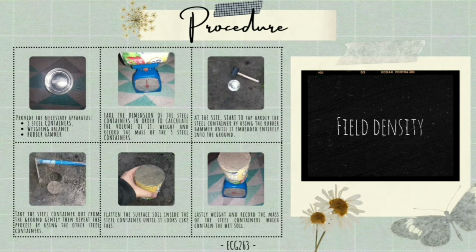into the ground. And then, take the steel container out of the ground gently. Then, repeat the process using the other steel containers. The next step is to flatten the surface soil inside the steel container until it looks like that. Lastly, wait and record the mass of the steel containers which contain the wet soil.